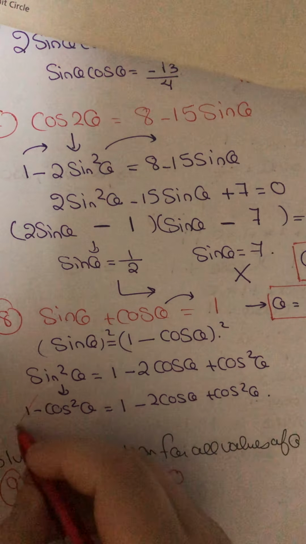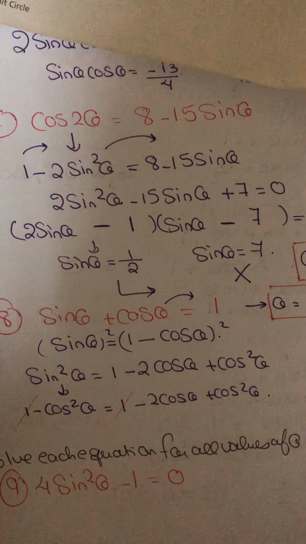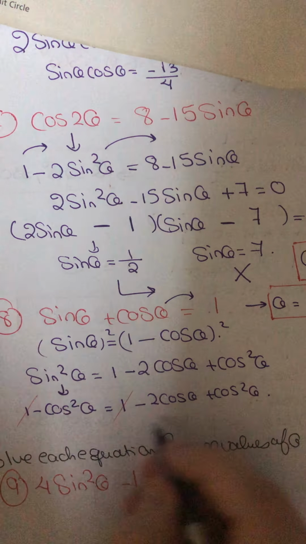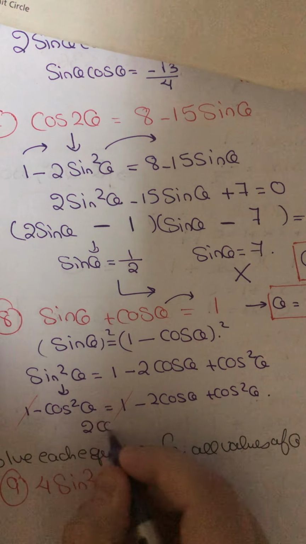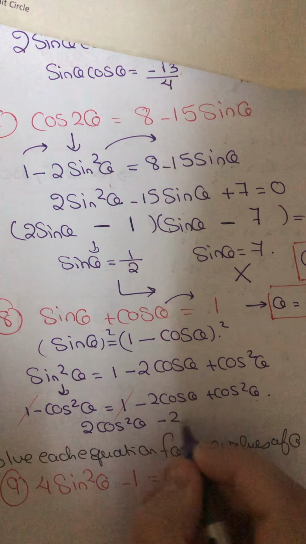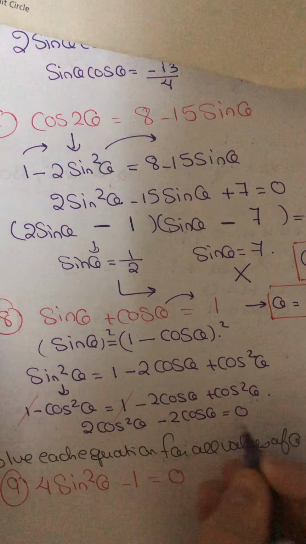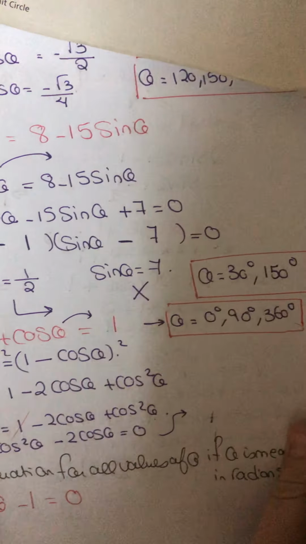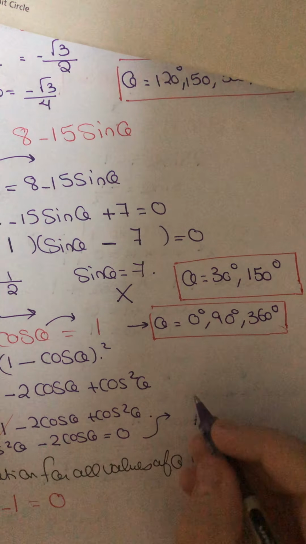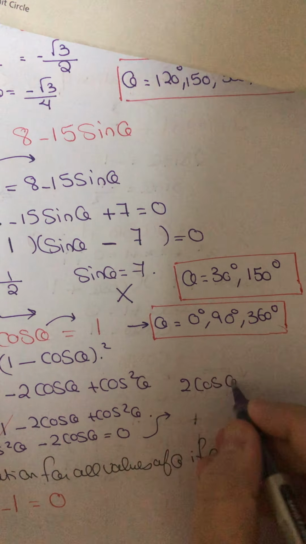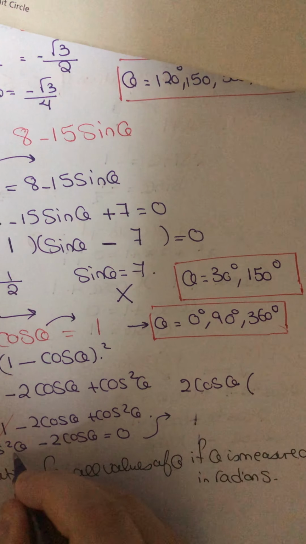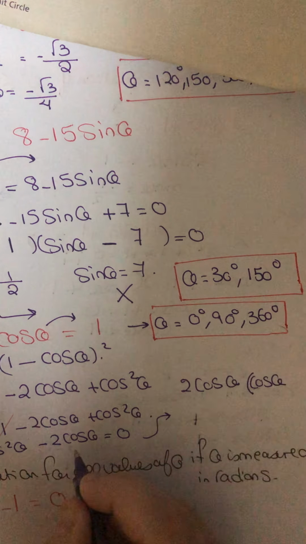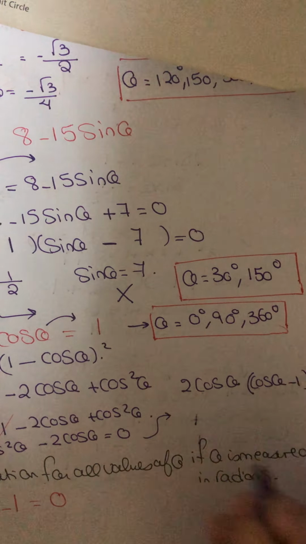Anyways, this is canceling this, and if I take this to this side, I'm going to have 2 cosine squared theta minus 2 cosine theta equals 0, and then I'm going to take 2 cosine theta as a common factor, and then I'm left with cosine theta here, minus 1 equals 0.